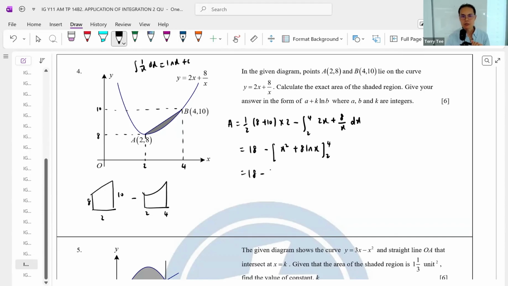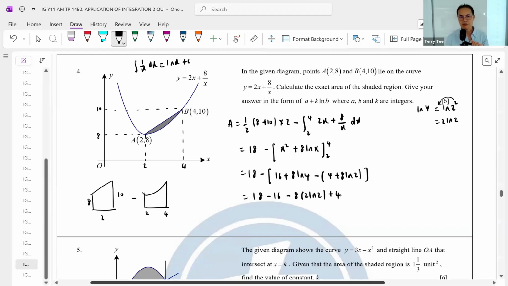So let us substitute. Put 4 inside. 4 square is 16. 8 ln 4 minus 2 square is 4. 8 ln 2. So that's 18 minus 16. Okay, this ln 4, right? I want to simplify it. The negative times inside is 8. Ln 4 is 2 ln 2. How we know? Because 4 itself is 2 power 2. The power 2 you bring in front is 2 ln 2. Then you have a double negative, becomes a positive 4. Then the double negative cancel out, another positive 8 ln 2.